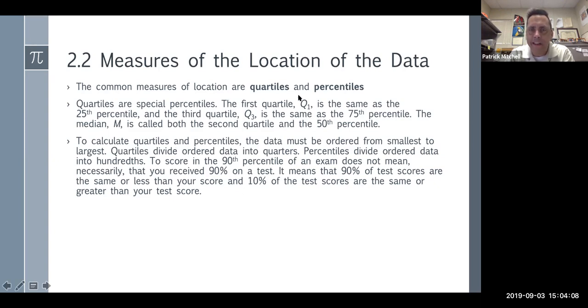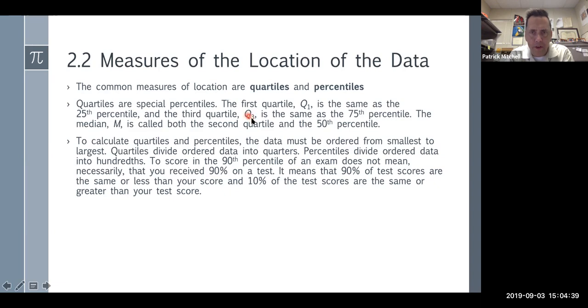Percentiles divide data into hundredths. So you could have first percentile, second percentile, third, fourth, fifth. You can also divide your data into quarters, and that gives you quartiles. The quartiles you hear about most often are the first quartile, which is the 25th percentile. That is a score, roughly speaking, that separates the bottom 25% from the top 75%.